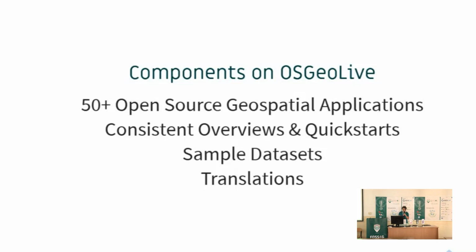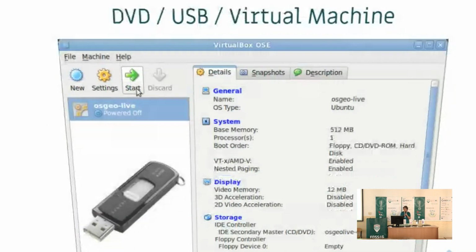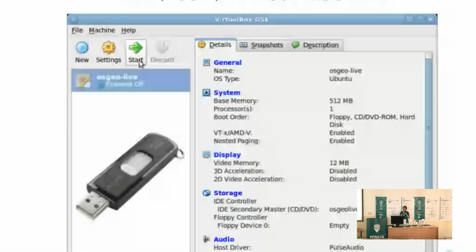Yeah, and we have translations for some languages, and you could go different ways. If you have a DVD player, maybe that's not state of the art anymore, but USB or virtual machine, we really can recommend this, and you can use OSGeoLive there easily.